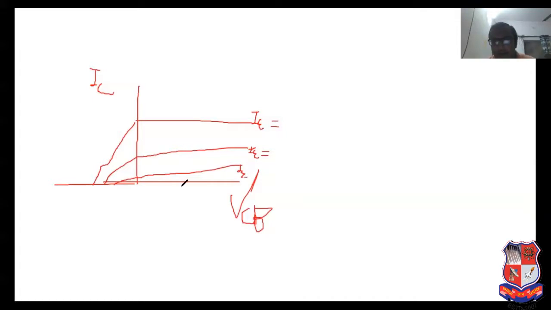Clear? If you increase the VCB, then the collector current remains constant. That I have explained with the help of this particular graph. Why constant? That I have discussed in this particular lecture. So it is the output characteristics of common base configuration.